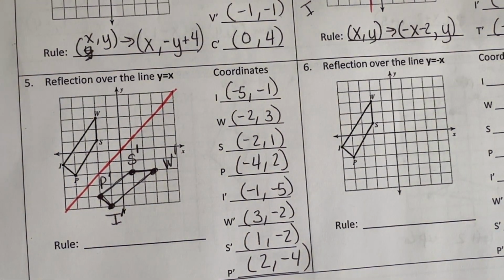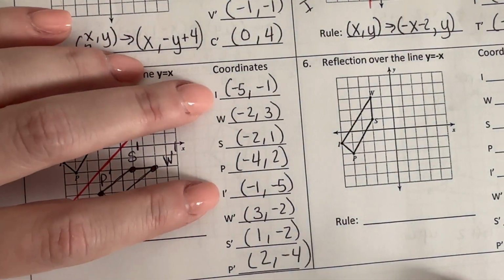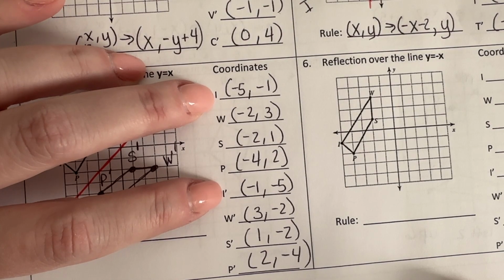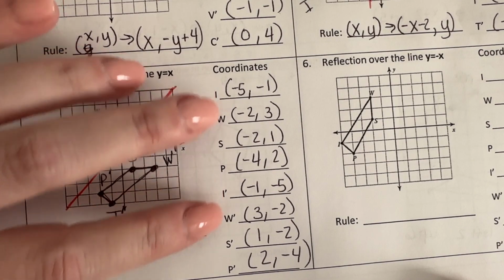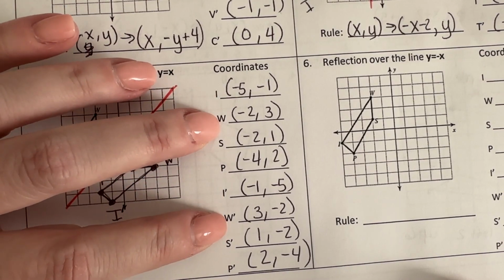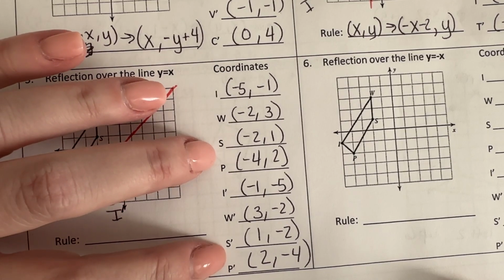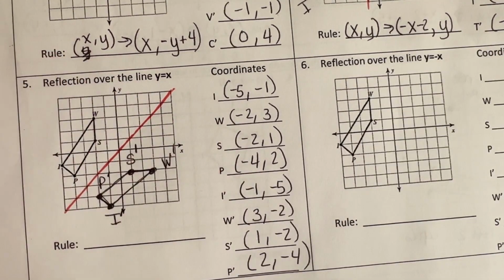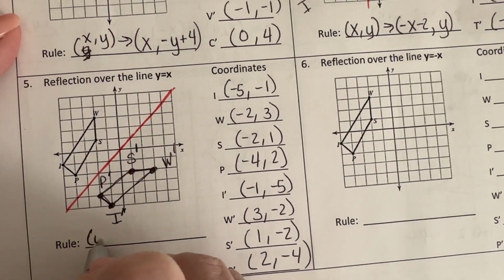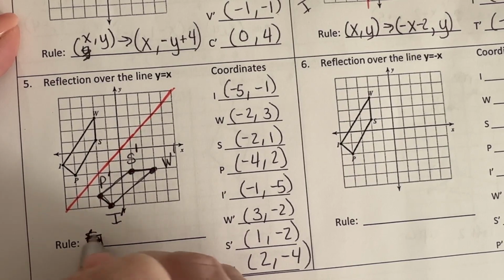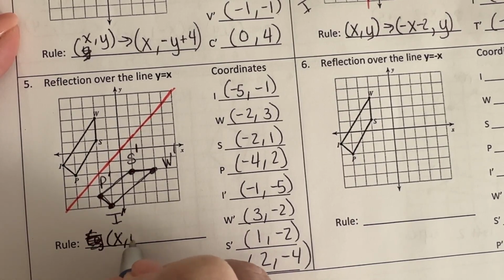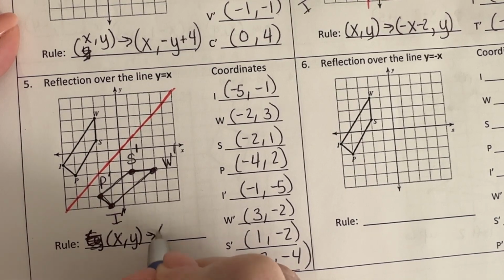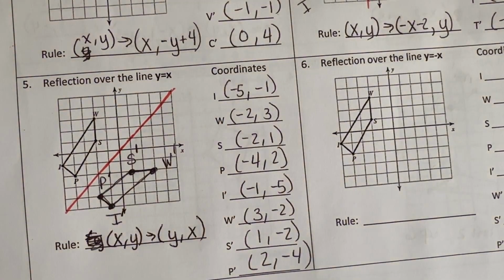Okay, so look at that point comparison. How did that change? We've switched our x and our y. Another x and y change. So when I write my rule, I will write x comma y turns into y comma x. Ta-da! So not too bad.